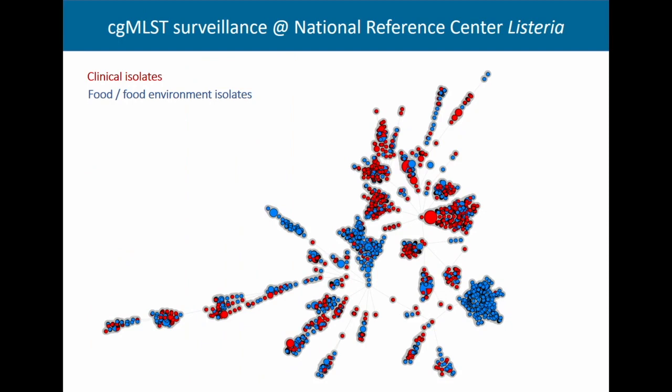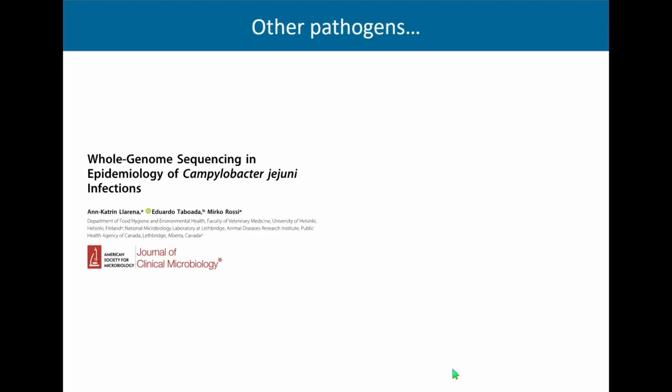So we have now, as I told you, a large amount of data. The clinical isolates are shown in red on this phylogenetic representation. The food and environmental isolates are shown in blue, and you clearly see that some clusters are much more clinical than food, and some clusters are really not associated so much with clinical events.